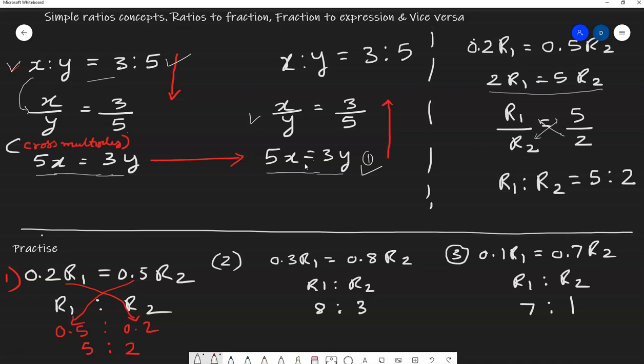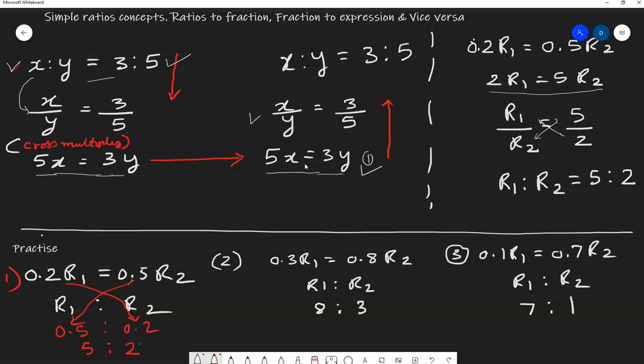Now this is something you can practice here. Once you know this concept, you can mentally start getting these ratios. So 0.2 R1 is equal to 0.5 R2. So you'll end up getting R1 is to R2. Bring these numbers, cross over these numbers. You'll end up having 0.5 is to 0.2, or you'll have 5 is to 2.